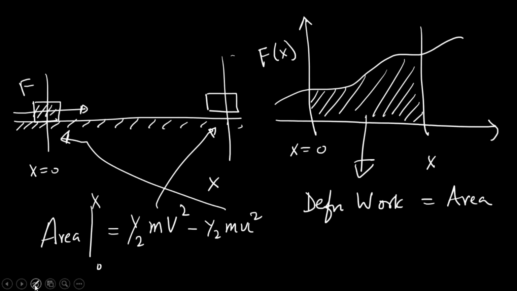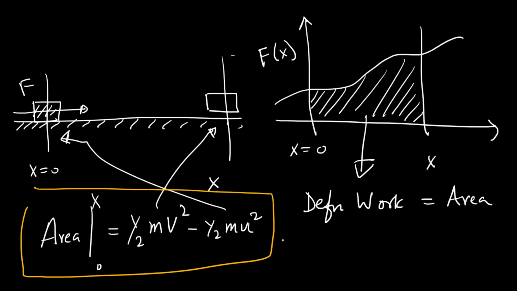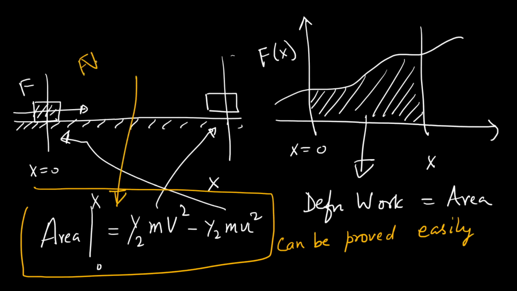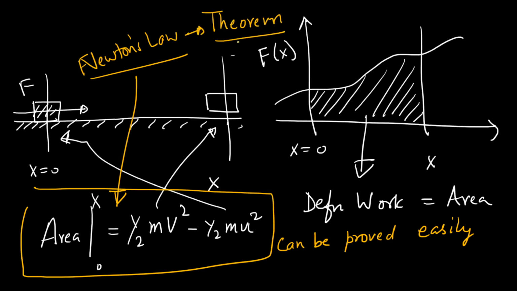Fine. Now I want to end this by saying that this is the statement of the theorem. This particular statement can be proved fairly easily. Just a little bit of calculus is required, and the proof just requires Newton's law. So in this particular context, we are saying that it's a theorem because it can be proved. It's a consequence of Newton's laws, and it can be proved with the help of Newton's laws.